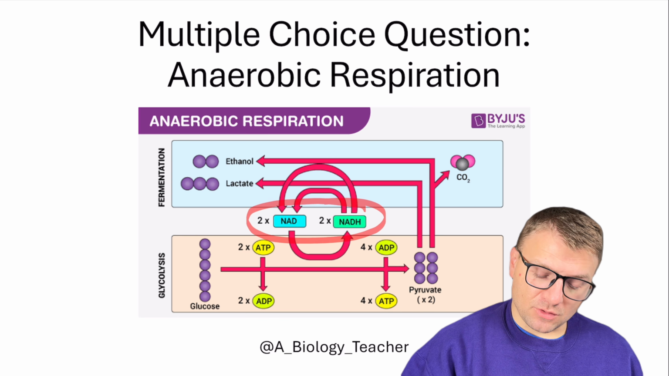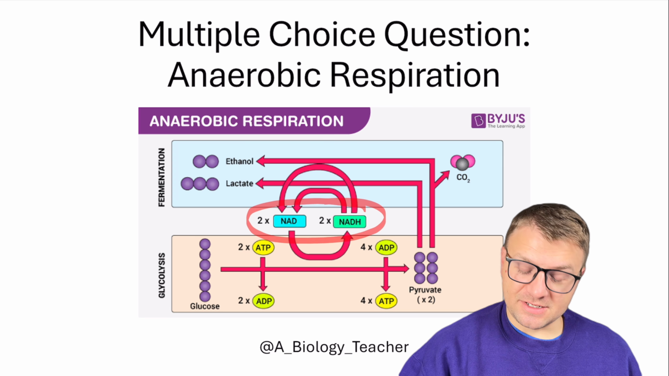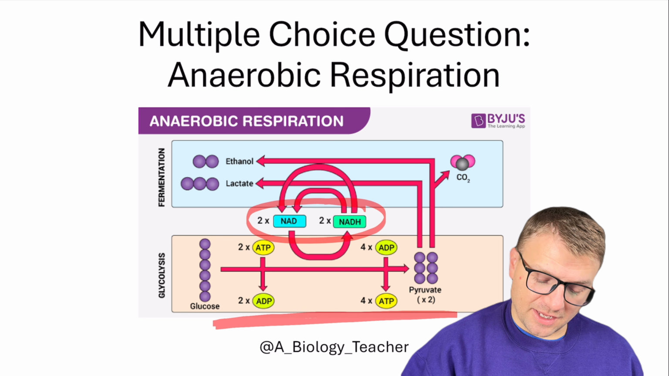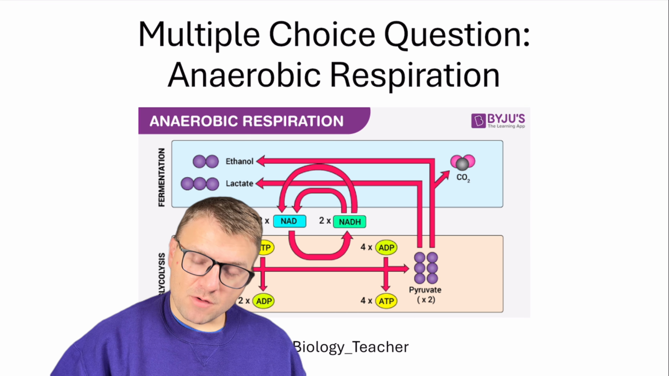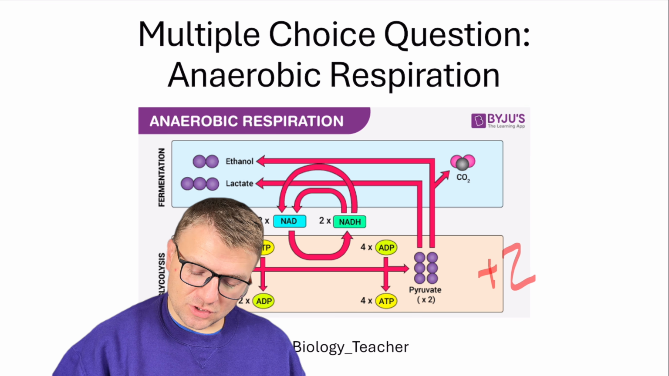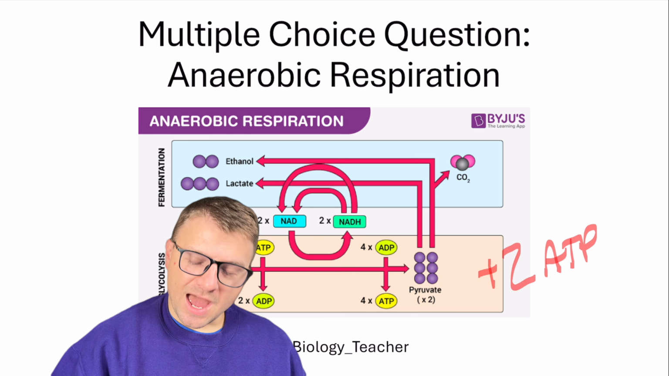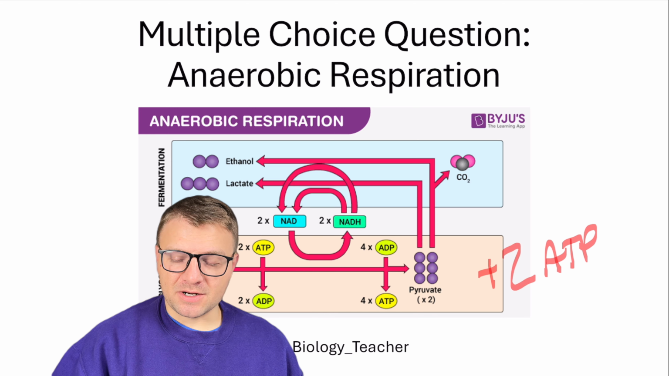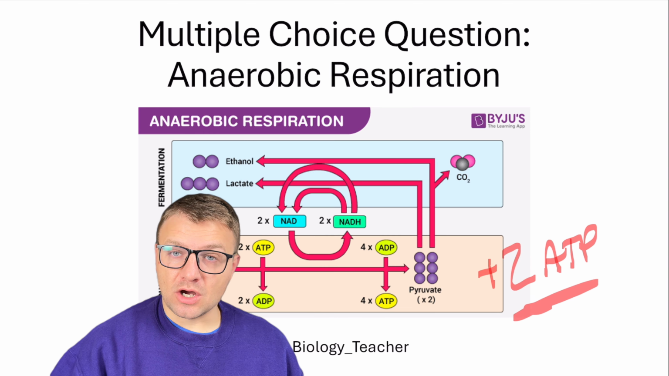This is where we're going to recycle these molecules of NAD and NADH in order to facilitate glycolysis to keep working. Now remember that glycolysis only gives us 2 ATP molecules. However, I always like to tell my students it's better to make a little bit of ATP than no ATP.